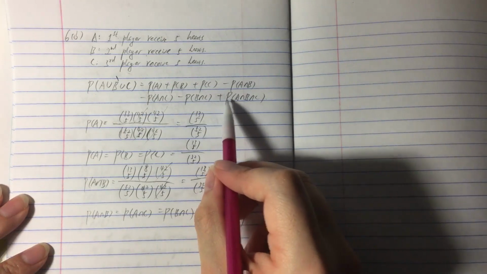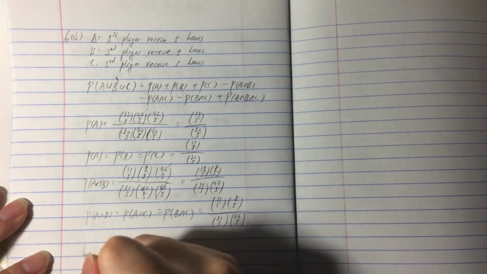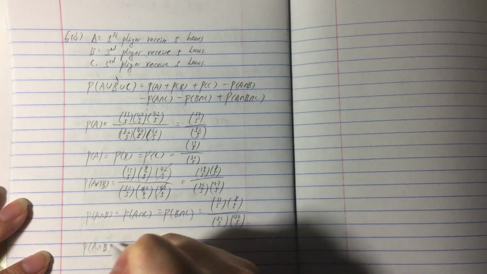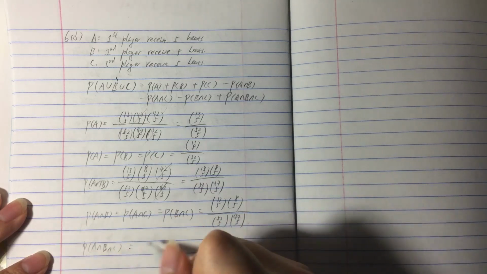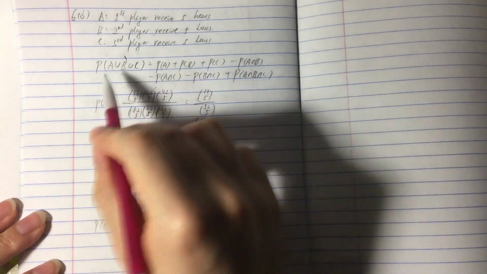Next, let's try to find the probability of A intersection B intersection C. This represents the probability that all 3 players each receive 5 hearts. Is it possible? There are only 13 hearts. It's impossible to give each of the 3 players 5 hearts, because we would need 15 hearts. So this is impossible.